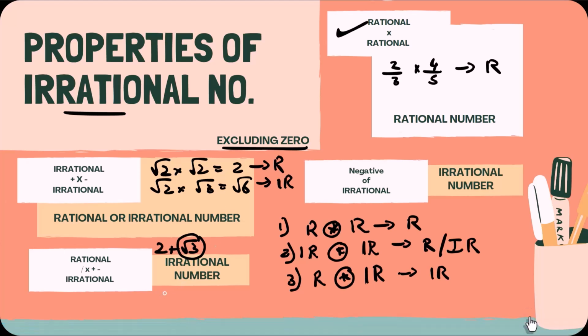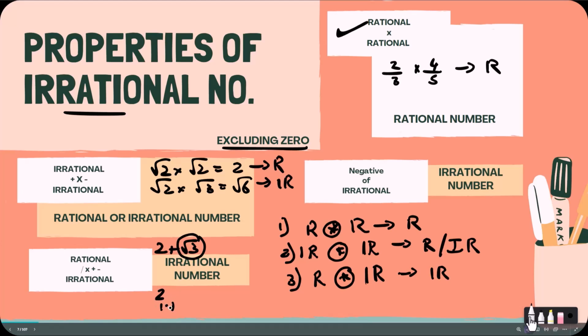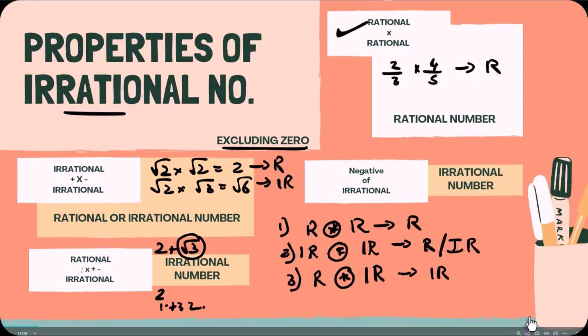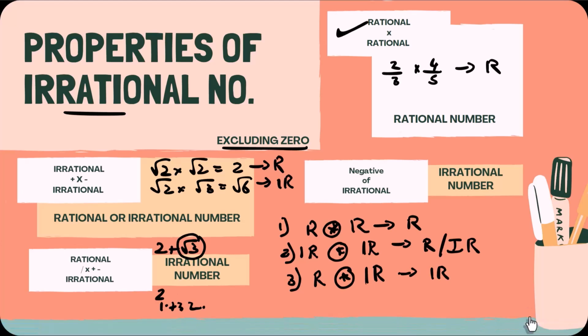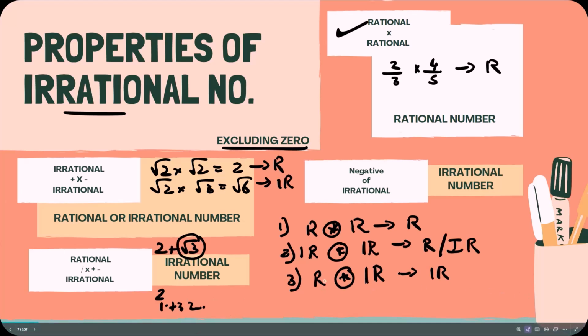So 2 plus 1.73 and it keeps on going with different numbers. The whole part gets added, but the decimal part, the expansion part, is as it is. This is what you need to understand. So whenever you see a rational and irrational number being multiplied, divided or subtracted, the result is irrational.